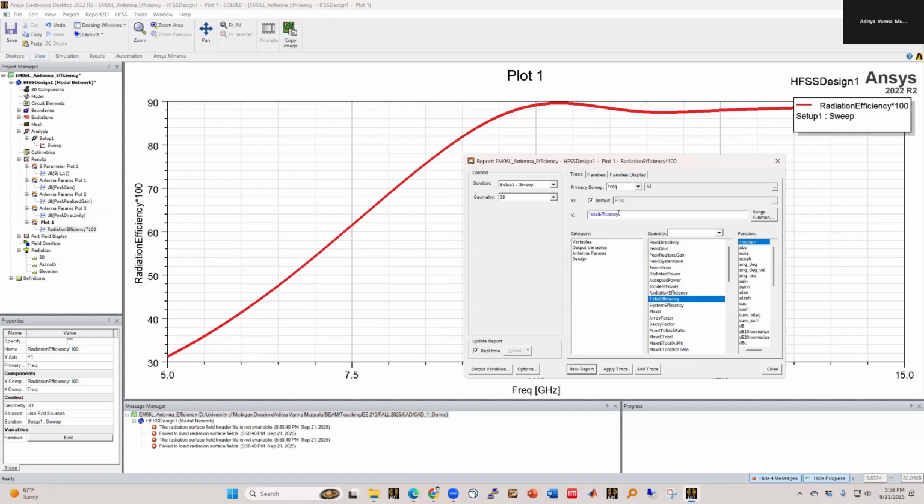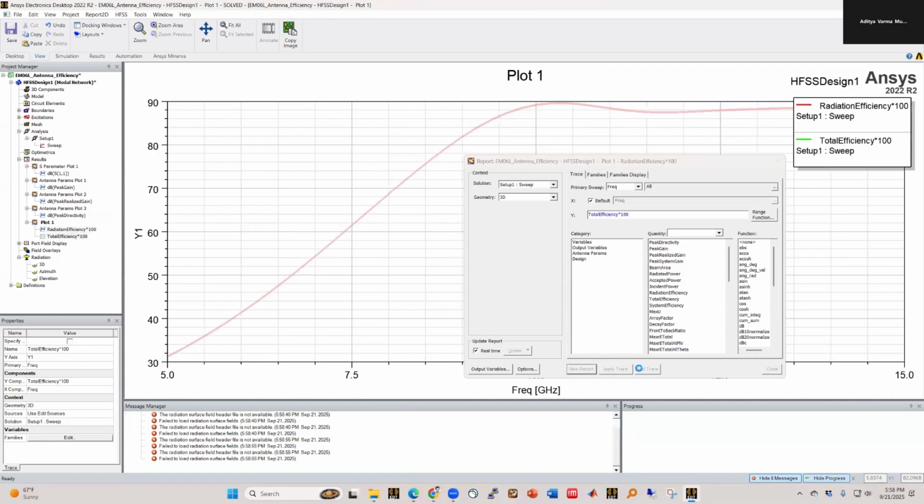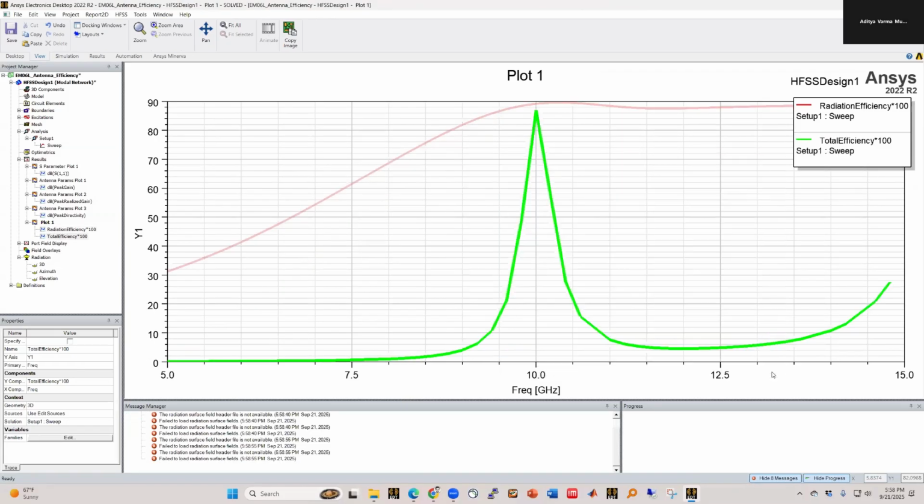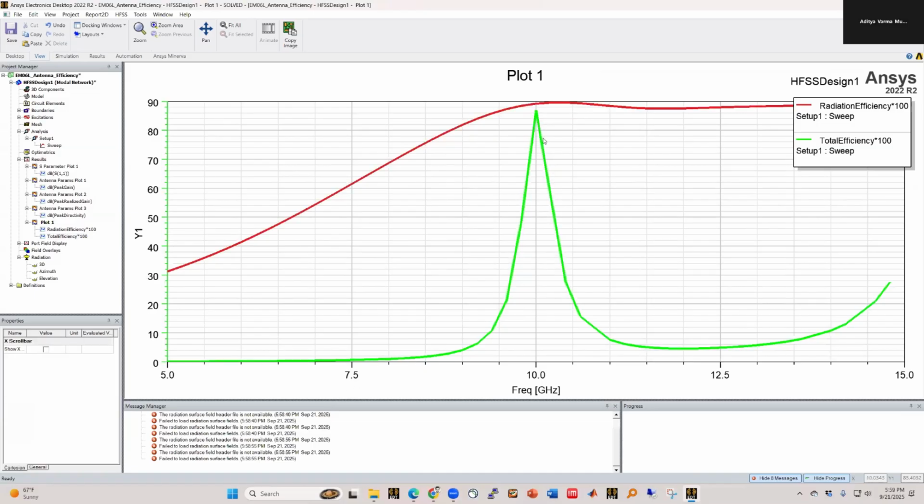But now if you look at total efficiency times 100, maybe I can add trace. It's way different, right? Because it's not really matched at other frequencies. So peak values are almost the same because the S11 is almost minus 20, minus 30 here. But over the rest of the band, the total efficiency is quite low. Okay. All right.